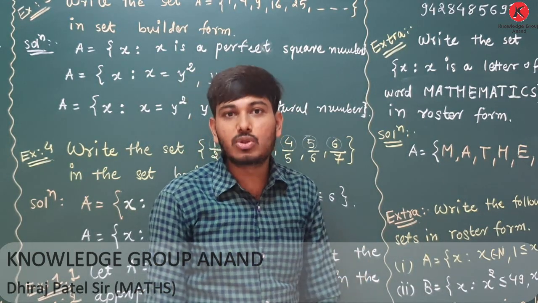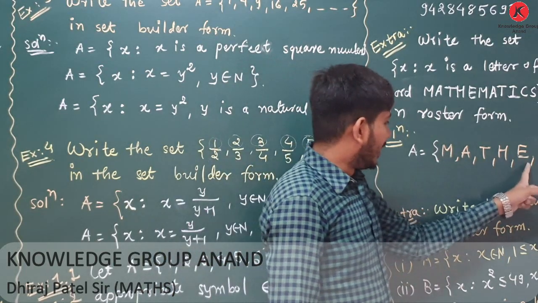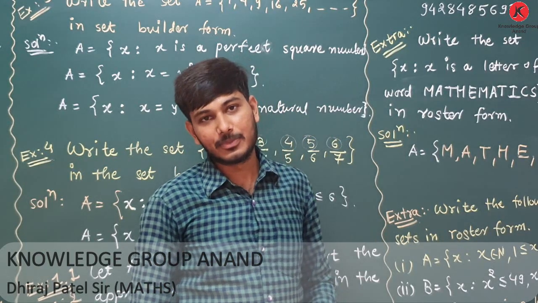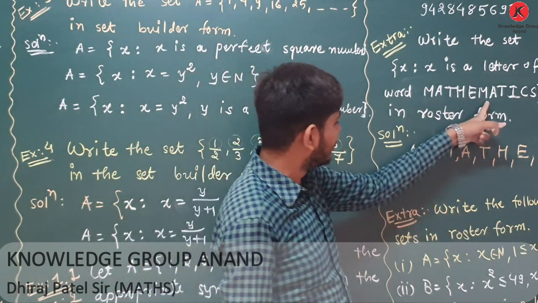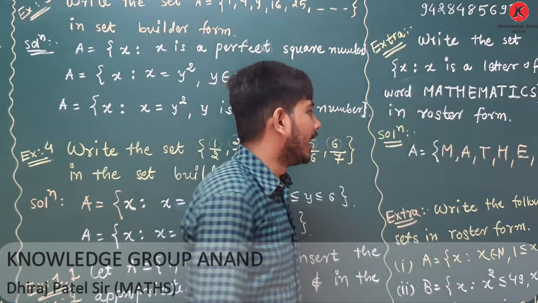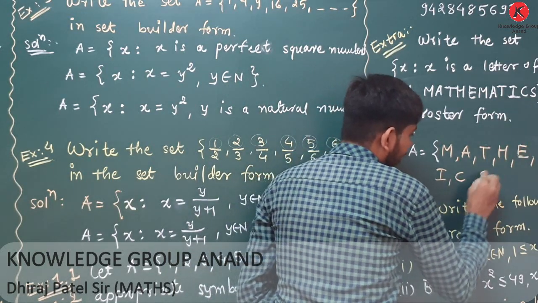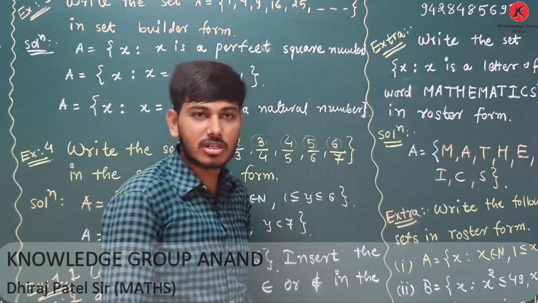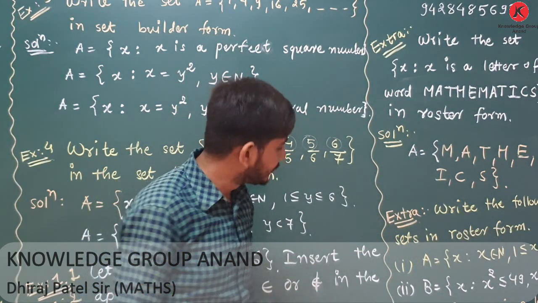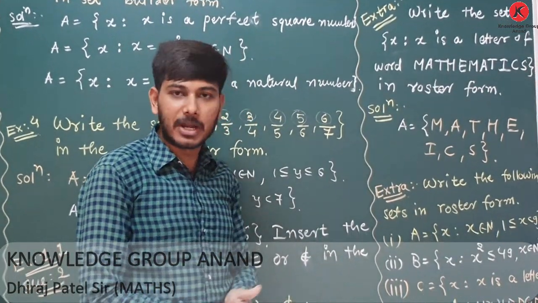Okay, you have to write the list of elements in roster form only one time. Okay, so M is the second time, therefore we don't write it. A also is there, T also there, and the next letters are I, C and S. Okay, this is the roster form of the letters of the word mathematics. Clear? Okay, now the extra questions you have to do in your self practice.